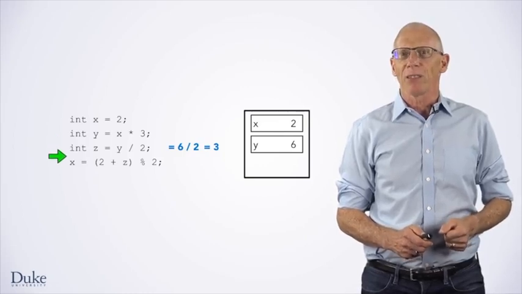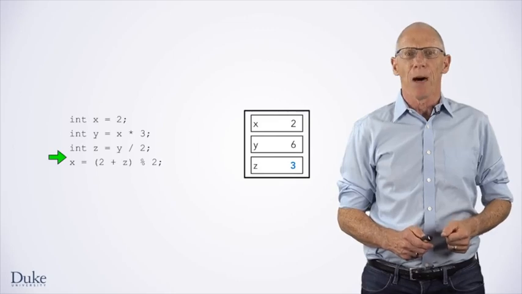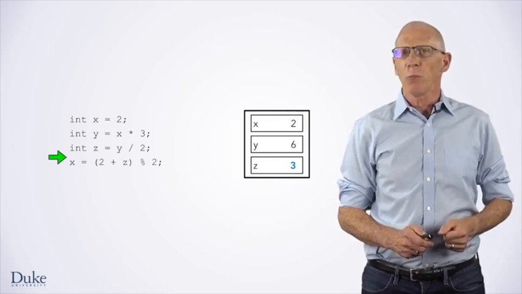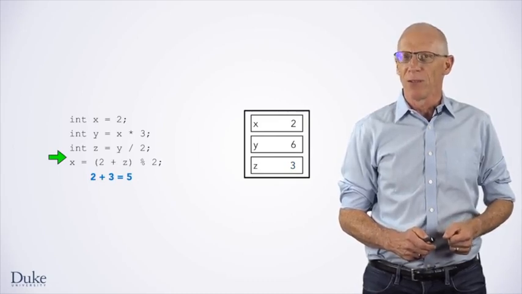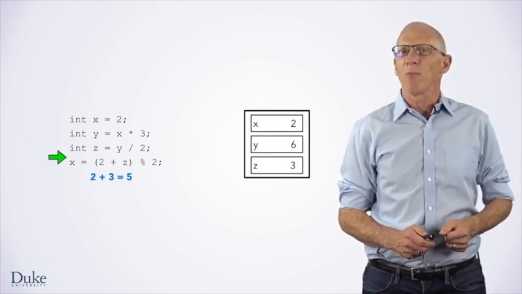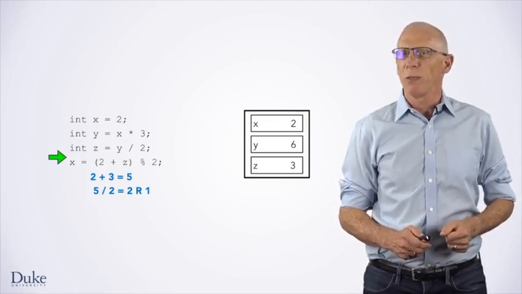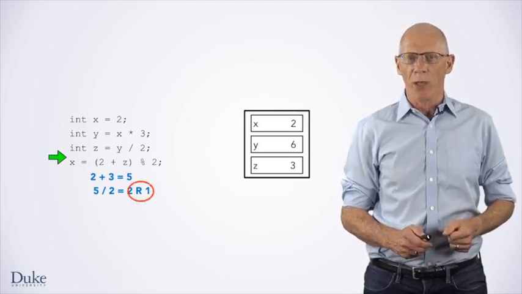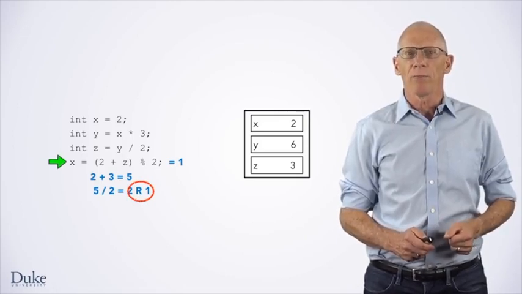The last statement says x gets 2 plus z mod 2. Since the 2 plus z is in parentheses, we compute that first and get 5. Next, we compute 5 mod 2. Remember from your reading that 5 mod 2 means we divide 5 by 2, but take the remainder, not the quotient. So this expression evaluates to 1. So we update the value in x's box to be 1.